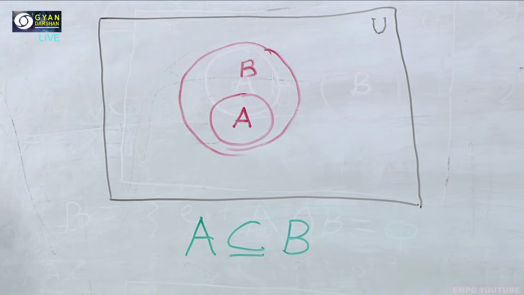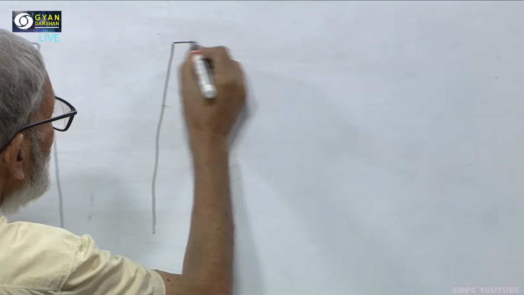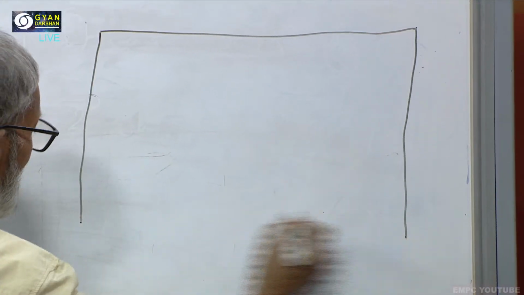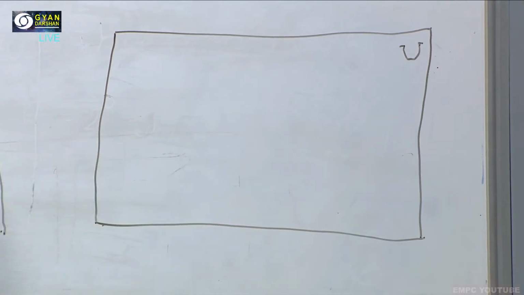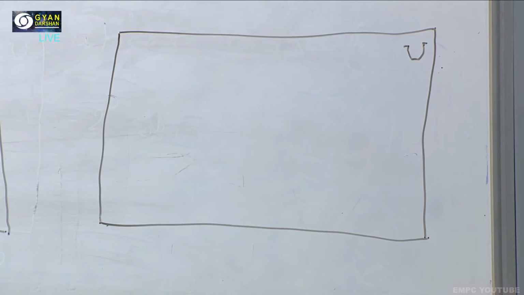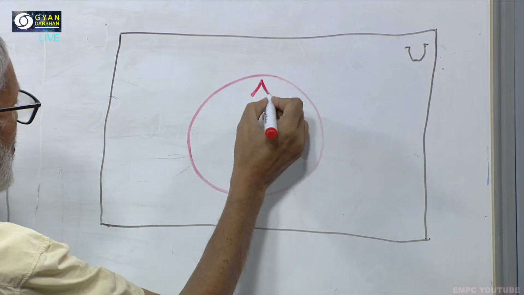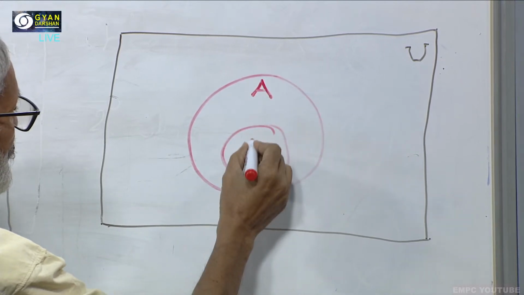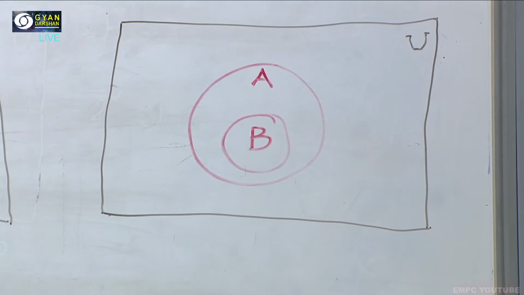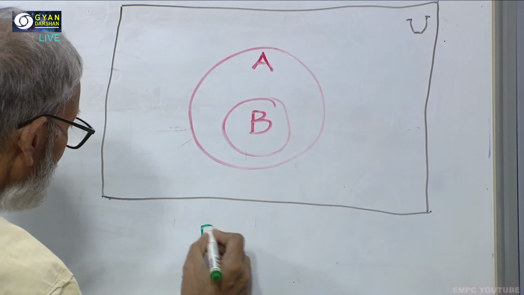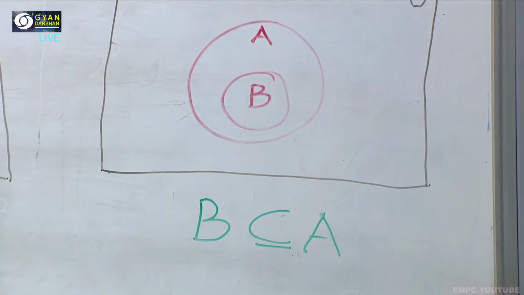Similarly, you can draw B is a proper subset of A. This is A, this is B. So, B is a proper subset of A.